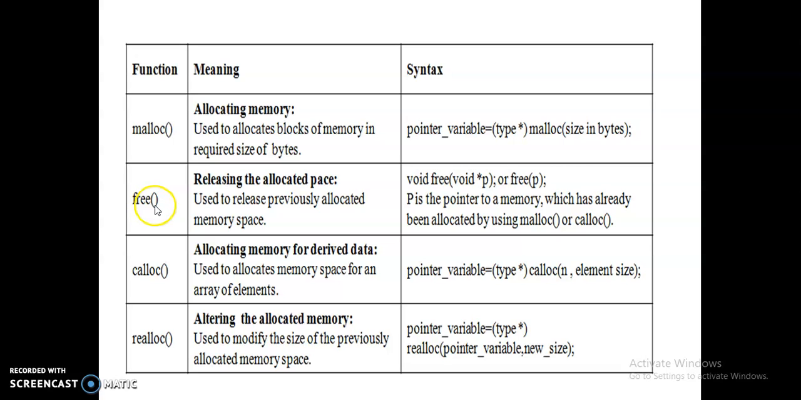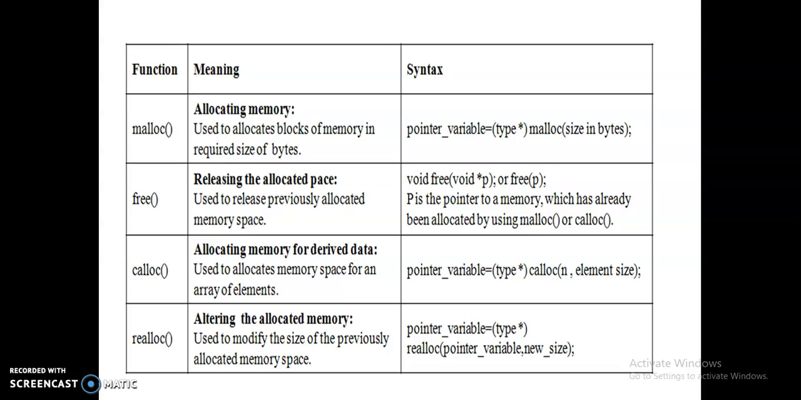And then this is free. This is the opposite of allocating memory. It frees the memory. If the memory is already allocated, by using free you release the allocated space. It is used to release previously allocated memory space. The syntax is void free of p, where p is the pointer to a memory which has already been allocated by using malloc or calloc.